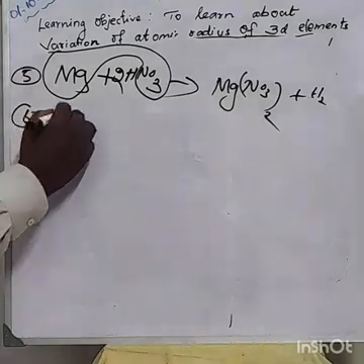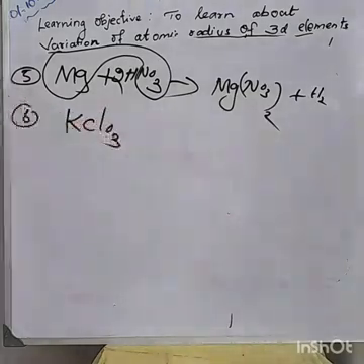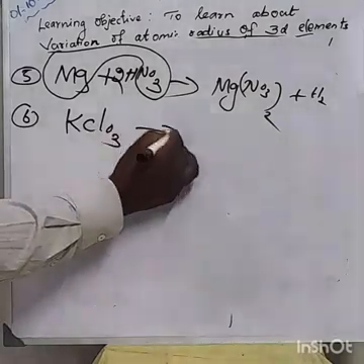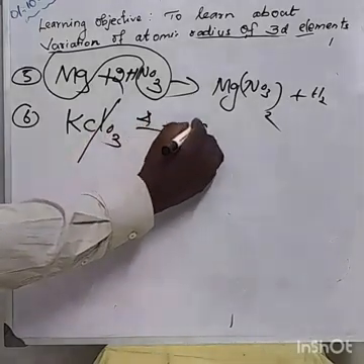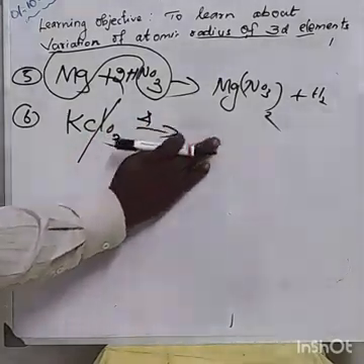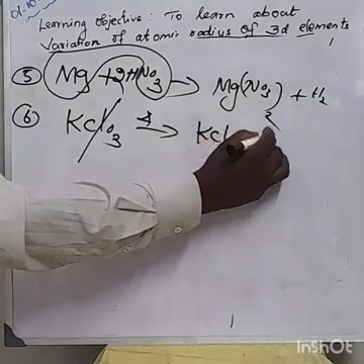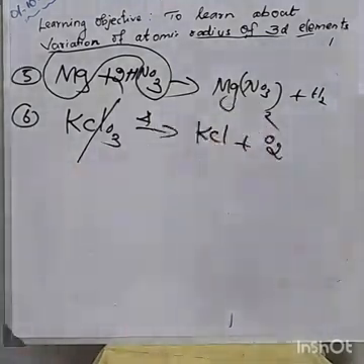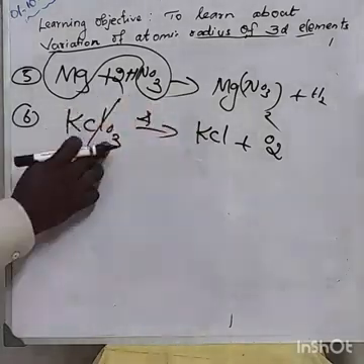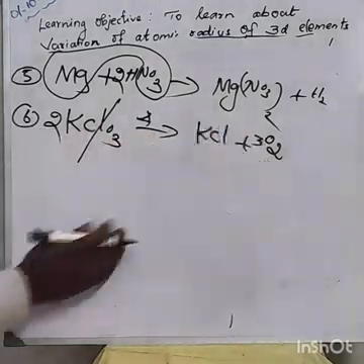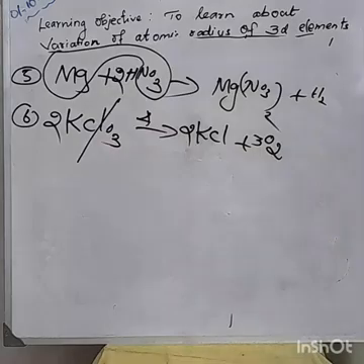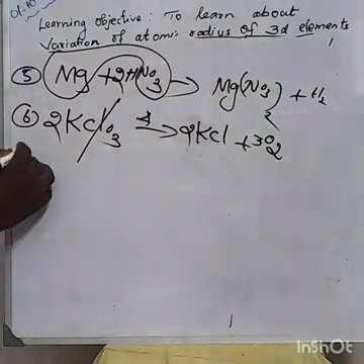Potassium chlorate. Formula? KClO3. Potassium chlorate on heating. What is the product? KCl plus O2. So what's the product? How can you balance the equation? 3 oxygen, 2 oxygen. Make it 2 here. So oxygen is balanced. What about potassium? 2. Now the equation is balanced. What about the next, the seventh one?